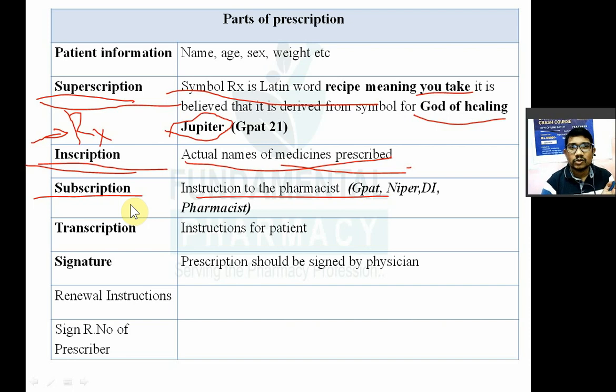Okay? So in the superscription you have the RX symbol, in the inscription you have the actual name of medicine, and in the subscription, instruction to the pharmacist.